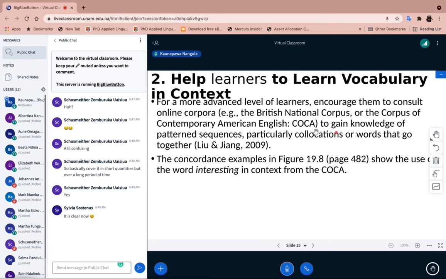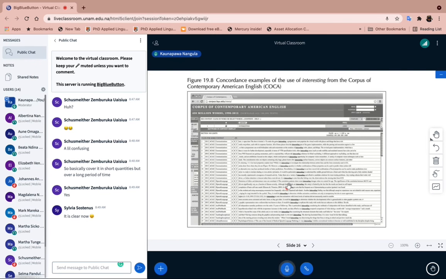And then so that they gain the knowledge of the pattern sequence, particularly collocation, or words that go together with that word that they need to focus on in the classroom. So here we have got an example now of COCA. So this is now the American one, a concordance example, and it shows the word interesting in context. I'm sorry, it's blurry. I cannot even see it myself. So we have got the word interesting, which is bolded, and it's used in context.